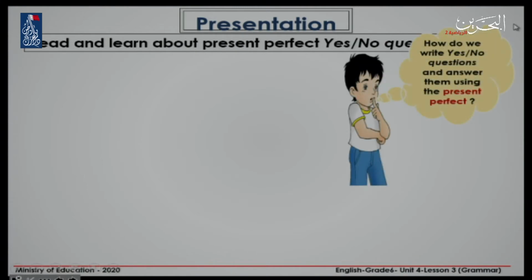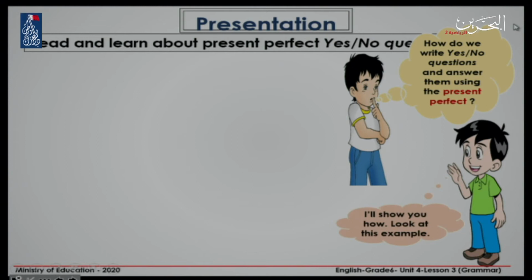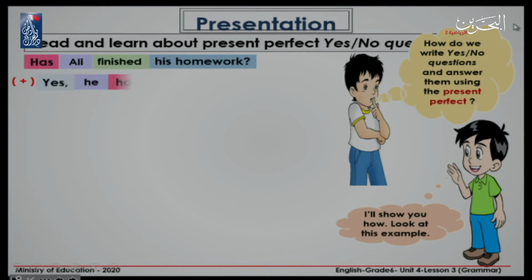How do we write yes-no questions and answer them using the present perfect? I will show you how. Look at this example. Has Ali finished his homework? For affirmative, you can answer yes, comma, he has. And for negative, you can say no, comma, he hasn't.